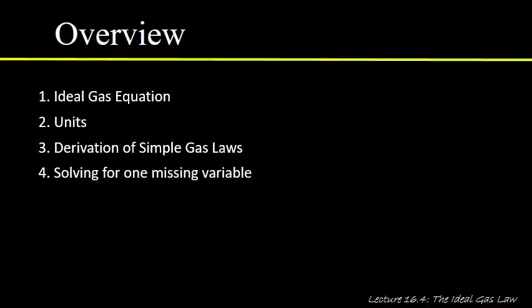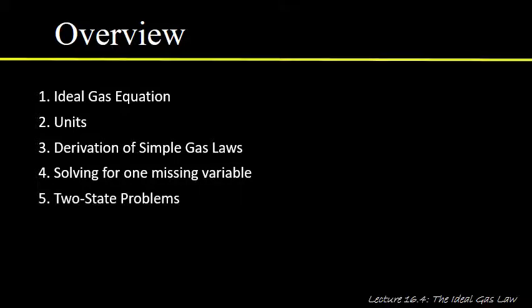We're also going to look at the two most common types of ideal gas law problems that you come up with in quizzes and exams. One is where you have to solve for one missing variable. You've got pressure, volume, temperature, and number of moles. You know three of them, but you don't know the fourth, so you have to solve for that missing variable. That's a very common way for these to show up.